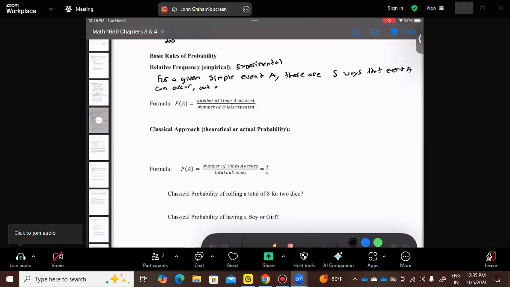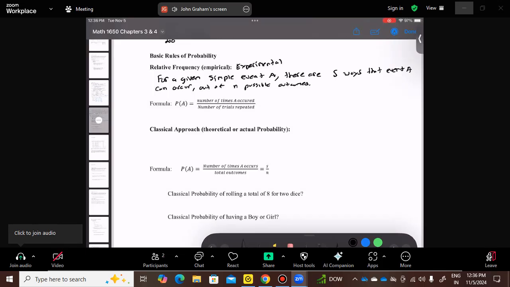Out of n possible outcomes. And the probability is the number of times A can occur, or the number of ways A can occur, over the number of trials that are done. And these are how many trials are actually done.